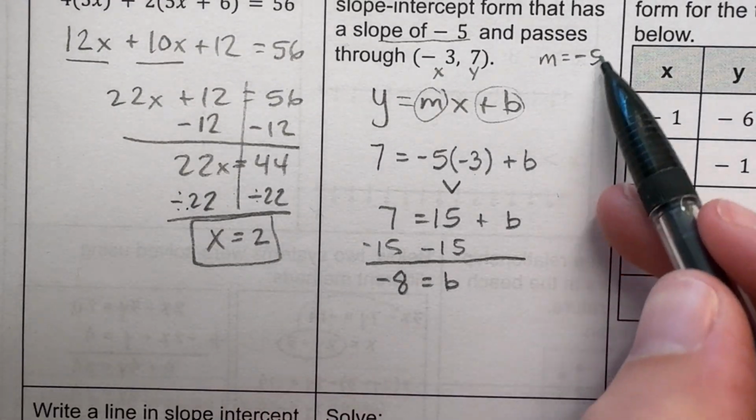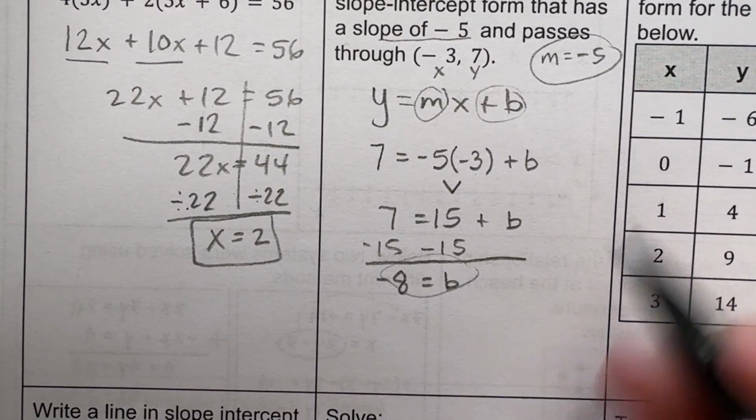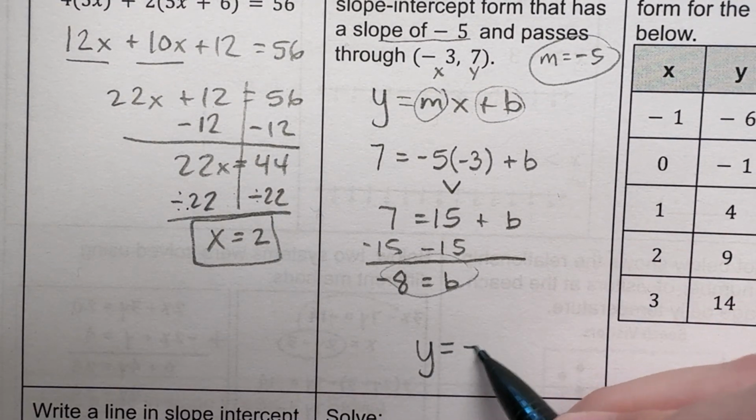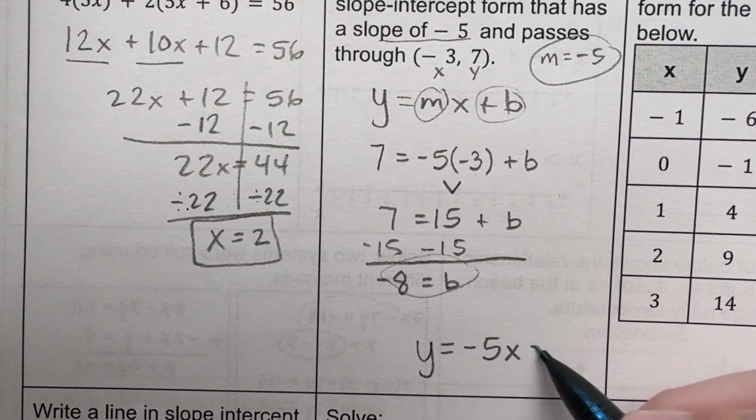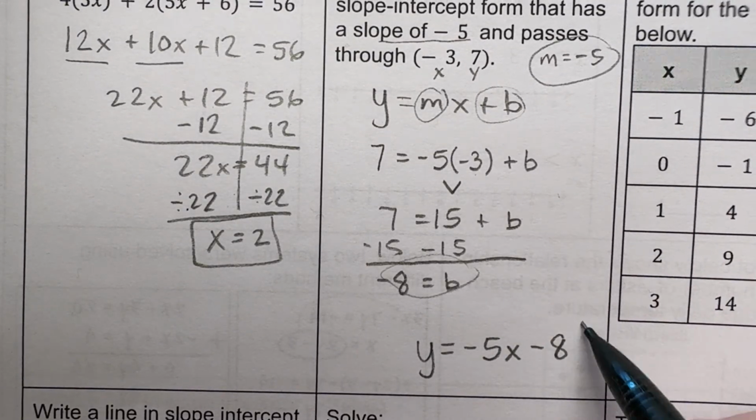I already had my m is -5. Now I know also that my b is -8. So my equation is y equals mx plus b, with those values in. And there it is. This is what I would type.